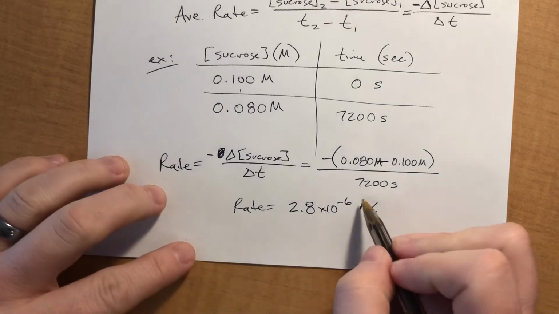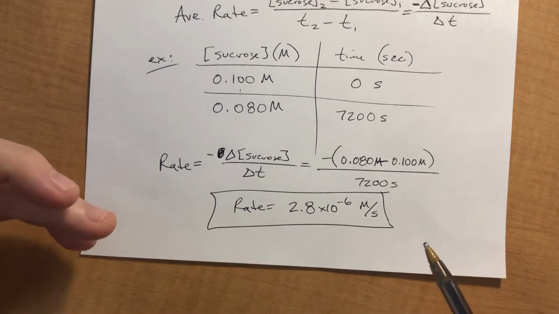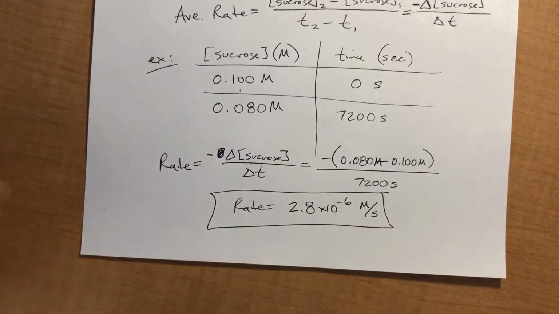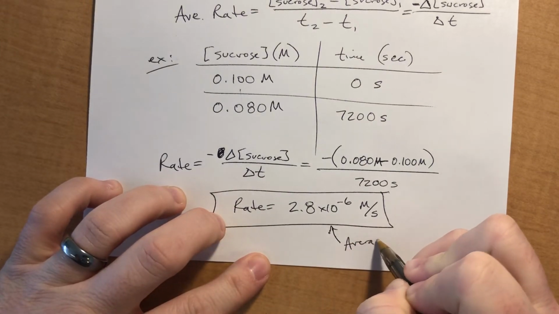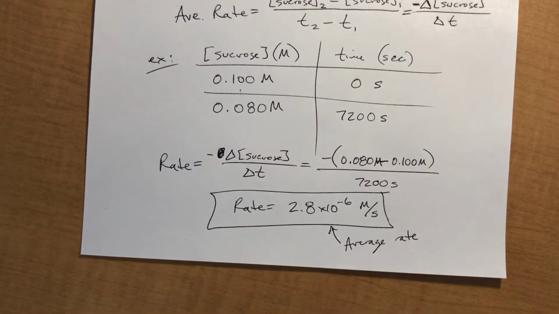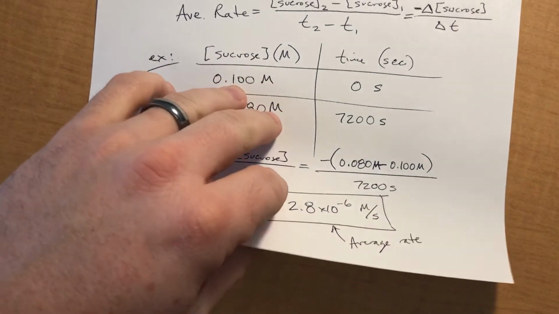Okay. So this would tell us, over the course of 7,200 seconds, how fast the rate was changing on average. The problem is that this is an average rate. And in the real world, it's a little more complicated than that. So, get another sheet of paper, continue on here.